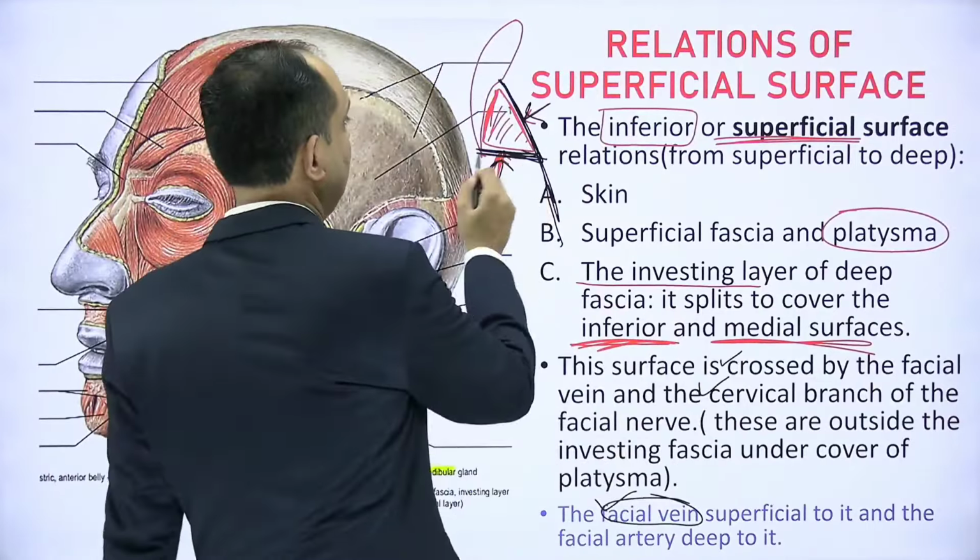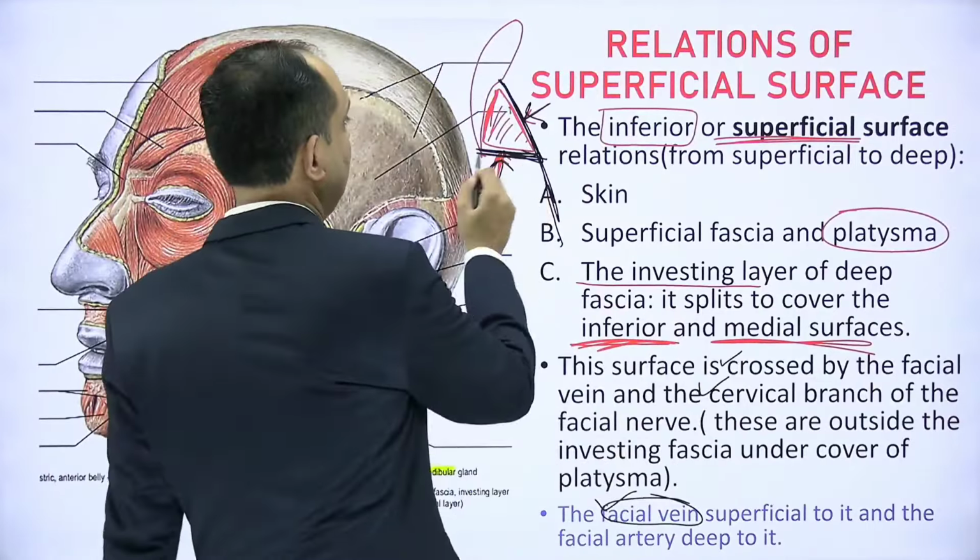That facial vein is going to make a common facial vein with the anterior branch of the retromandibular vein, and you also have the cervical branch of the facial nerve. Then, apart from these structures, the inferior surface has a very important relation, and that is the submandibular lymph node.